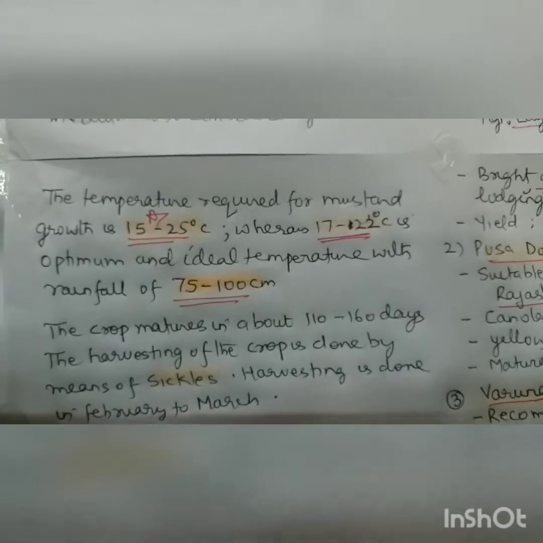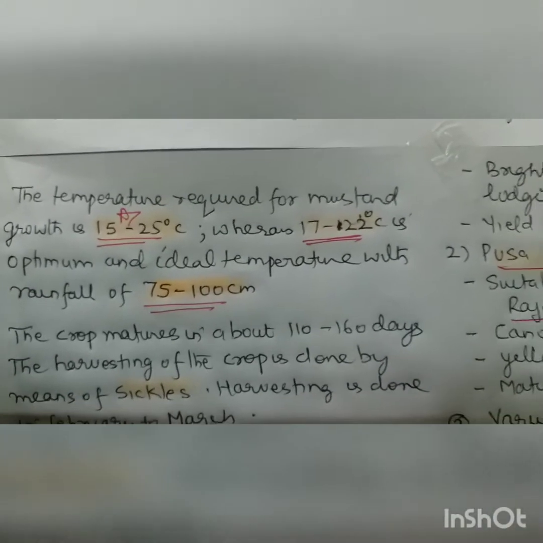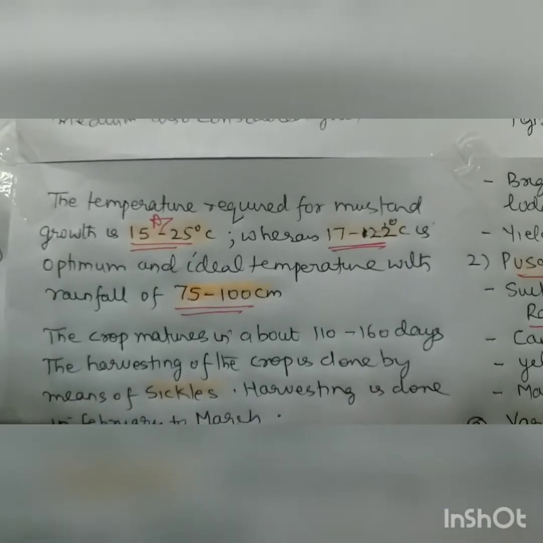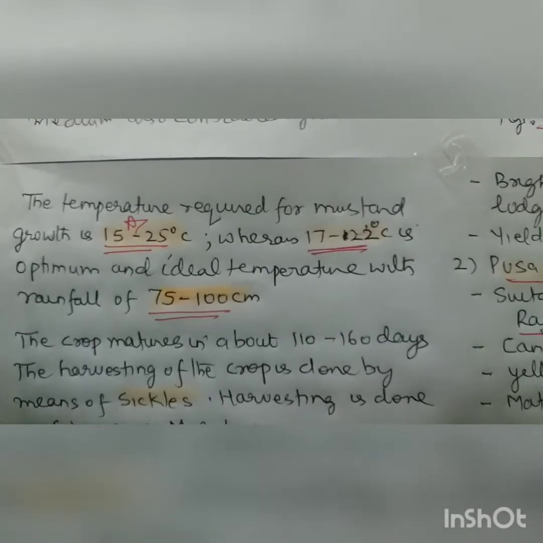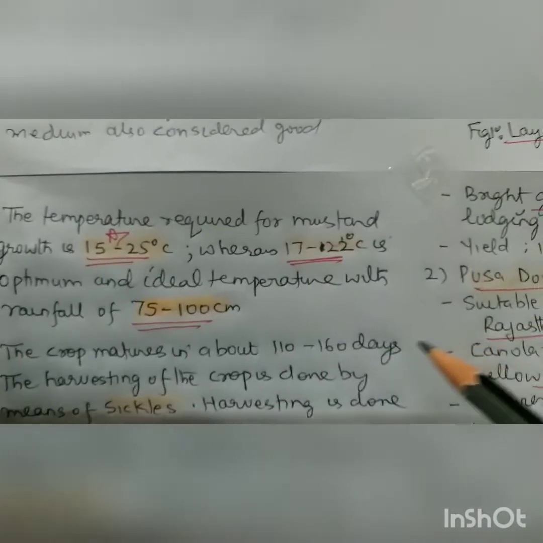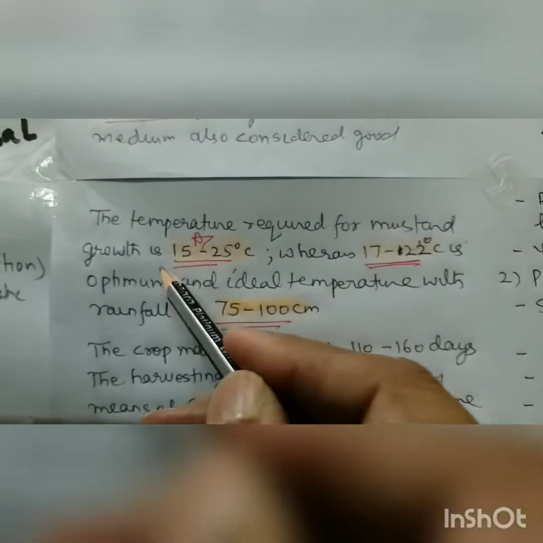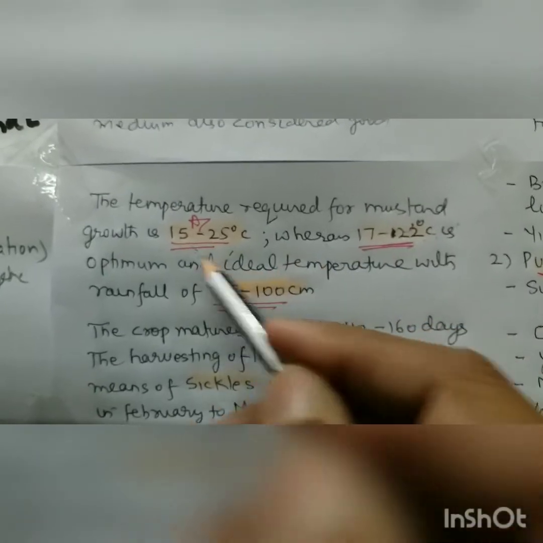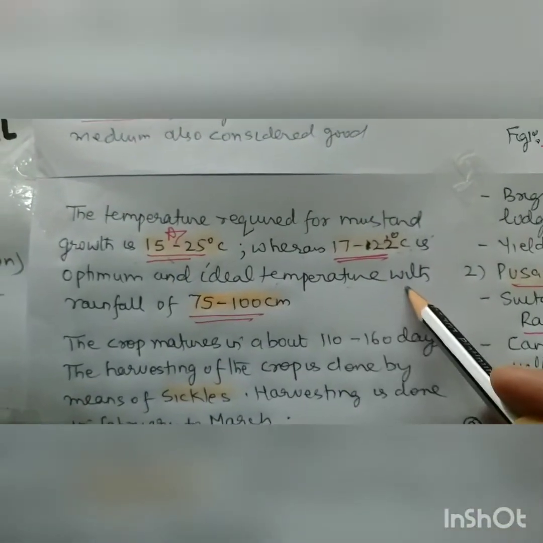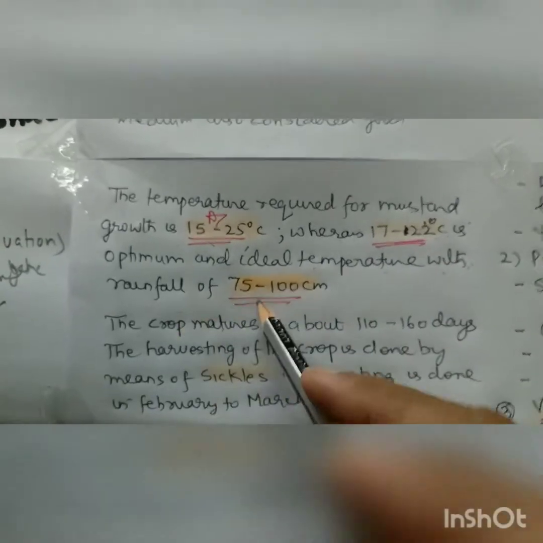So now we are coming to the temperature part, and it is the same as wheat. It is also a multiple of 5. So you can first use that table of 5 to remember it. Subsequently, you can easily grasp it. The temperature required for the mustard is 15-25, whereas 17-22 is the optimal and ideal temperature for the germination and subsequent development, with a rainfall of 75.